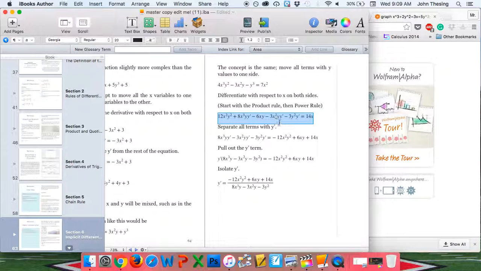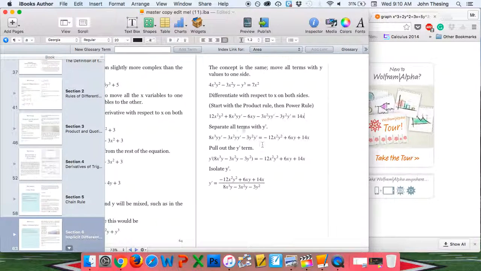Minus 3x squared y prime. That's wrong. The derivative of this with respect to x would be minus 3x squared y prime. Just y prime, you have an extra y there. And then minus 3y squared y prime. That's good. Okay, so change that. That's going to change your answer here.